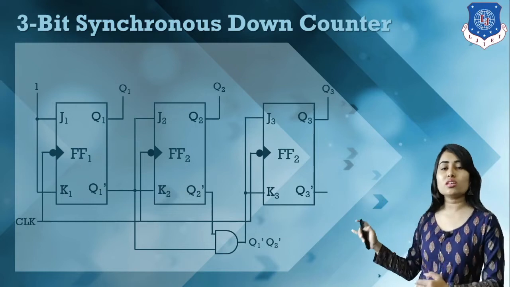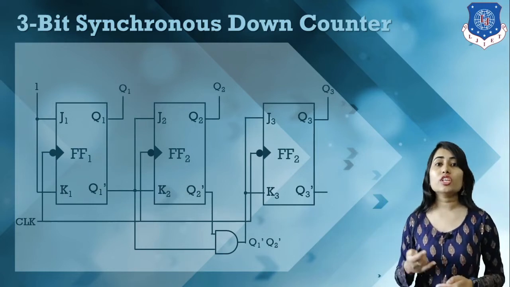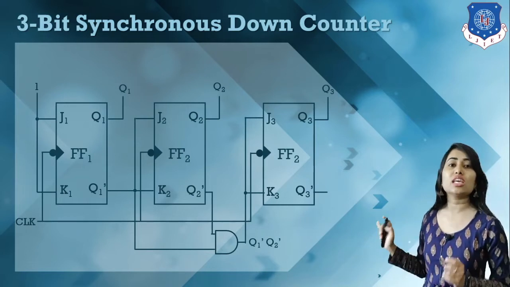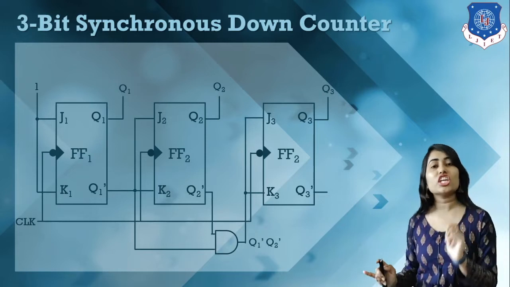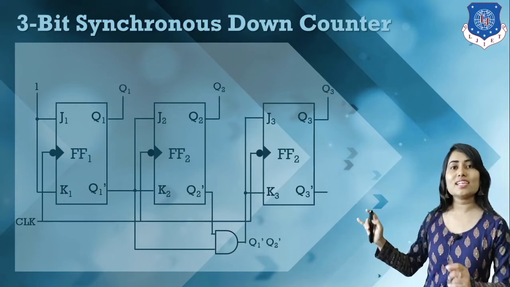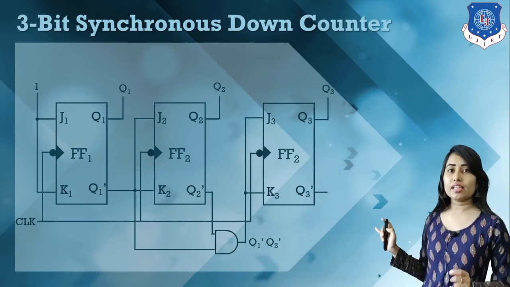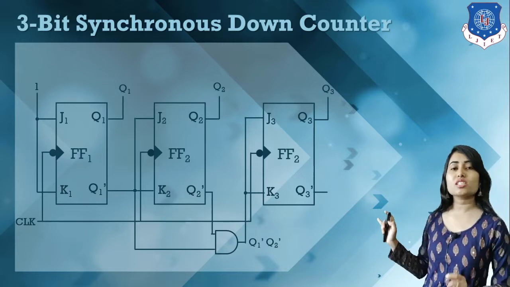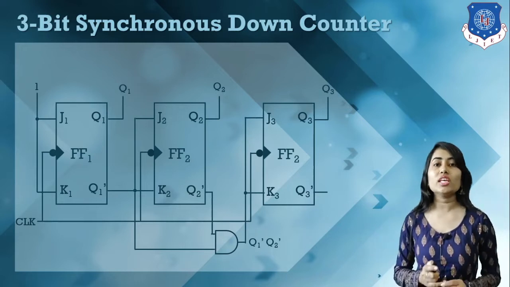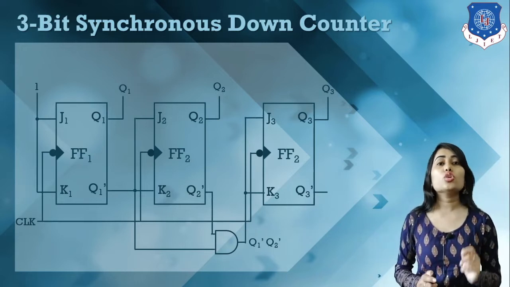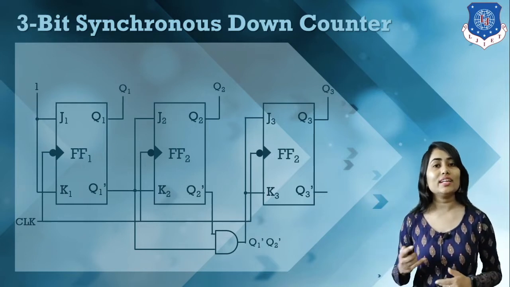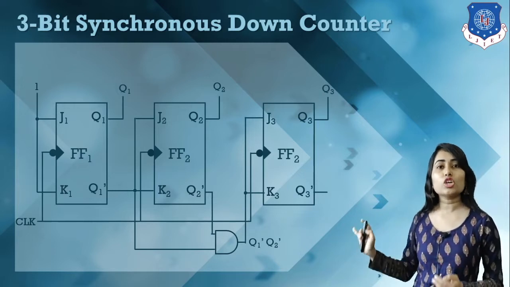Using this input combination we can find our Q2 sequence, and here we have this AND gate because in J3 K3 we have to apply Q1 dash into Q2 dash. So we use one AND gate. The ANDing of Q1 dash and Q2 dash is connected to J3 K3. Using this kind of logic circuit we can count in a downward direction. So this is our 3-bit synchronous down counter.